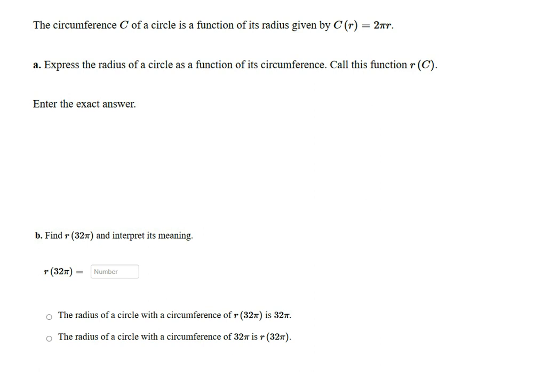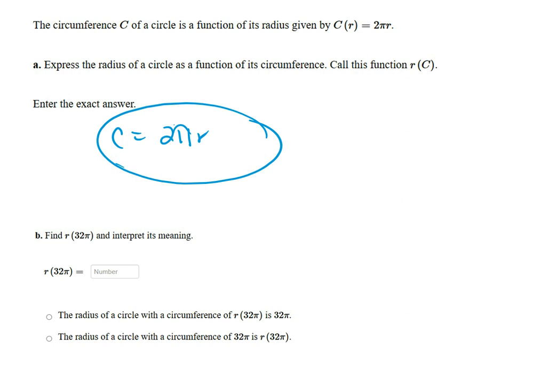Okay, the circumference of a circle is a function of its radius given by c of r equals 2 pi r. Or you could just say c equals 2 pi r. And it wants me to express the radius of a circle as a function of its circumference and call this r of c. That means they want me to take this thing right here and solve it for r.